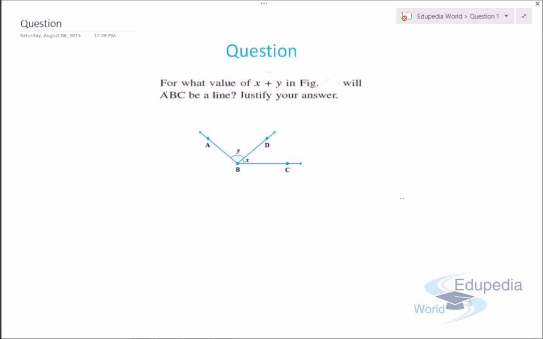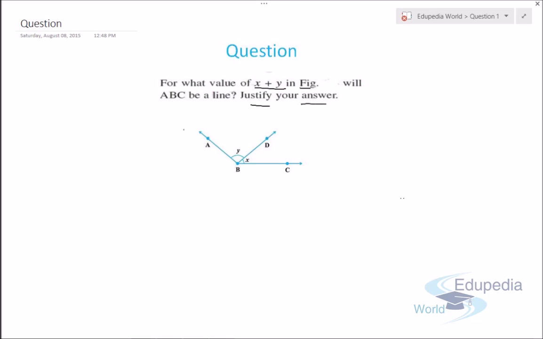The question number 1 says that for what value of x and x plus y in the figure below will ABC be a line? Means for what value of angle x plus angle y will ABC be a line? It will be a straight line. So then we have to justify our answer. So let's see how we can solve this question.